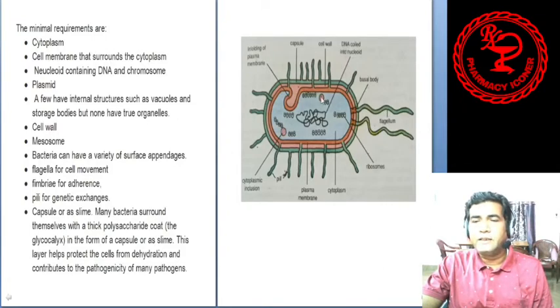This is the diagram of a bacterial cell. You can see the capsule, this is the cell wall, this is the cell membrane, this entire thing is cytoplasm, and this is the nucleoid. Ribosomes and so on are there. Individual organelles we will discuss now.